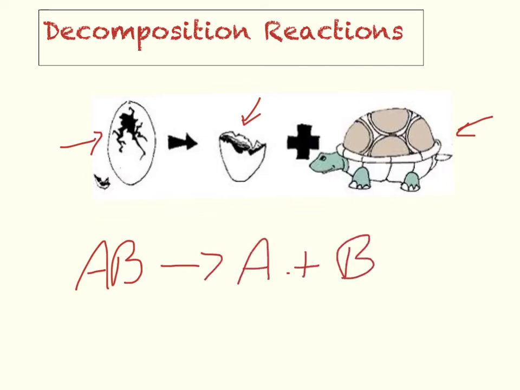So we would have AB breaks down to A plus B. So maybe we have a compound with two different elements together, and it breaks down into, let's say, a metal and a non-metal.